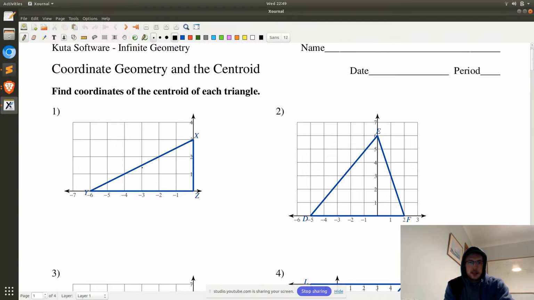In fact, -6 plus 0 plus 0 divided by 3 is -2. And 0 plus 0 plus 3, and then divide that by 3 is 1. So that's the true centroid right there.